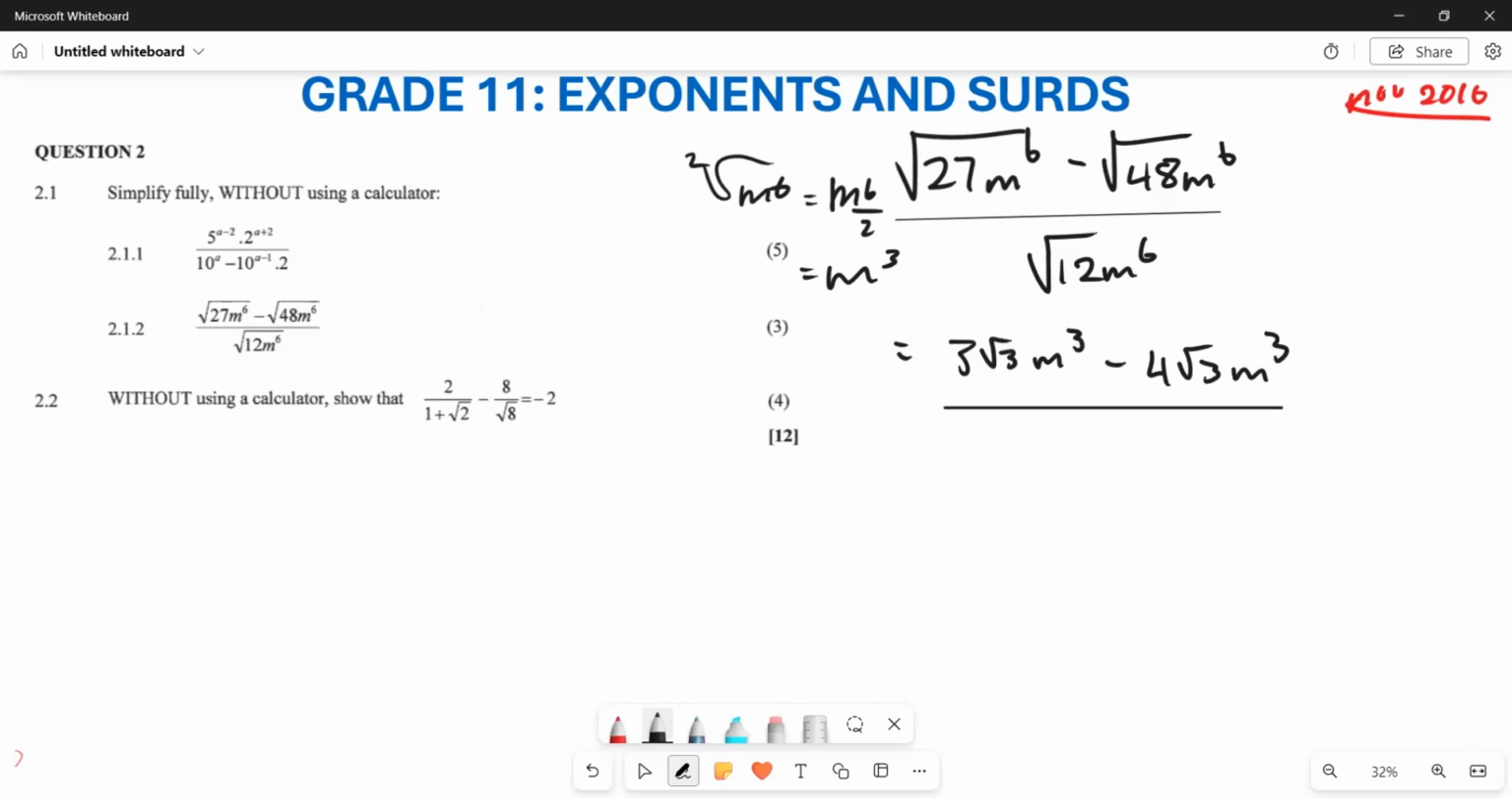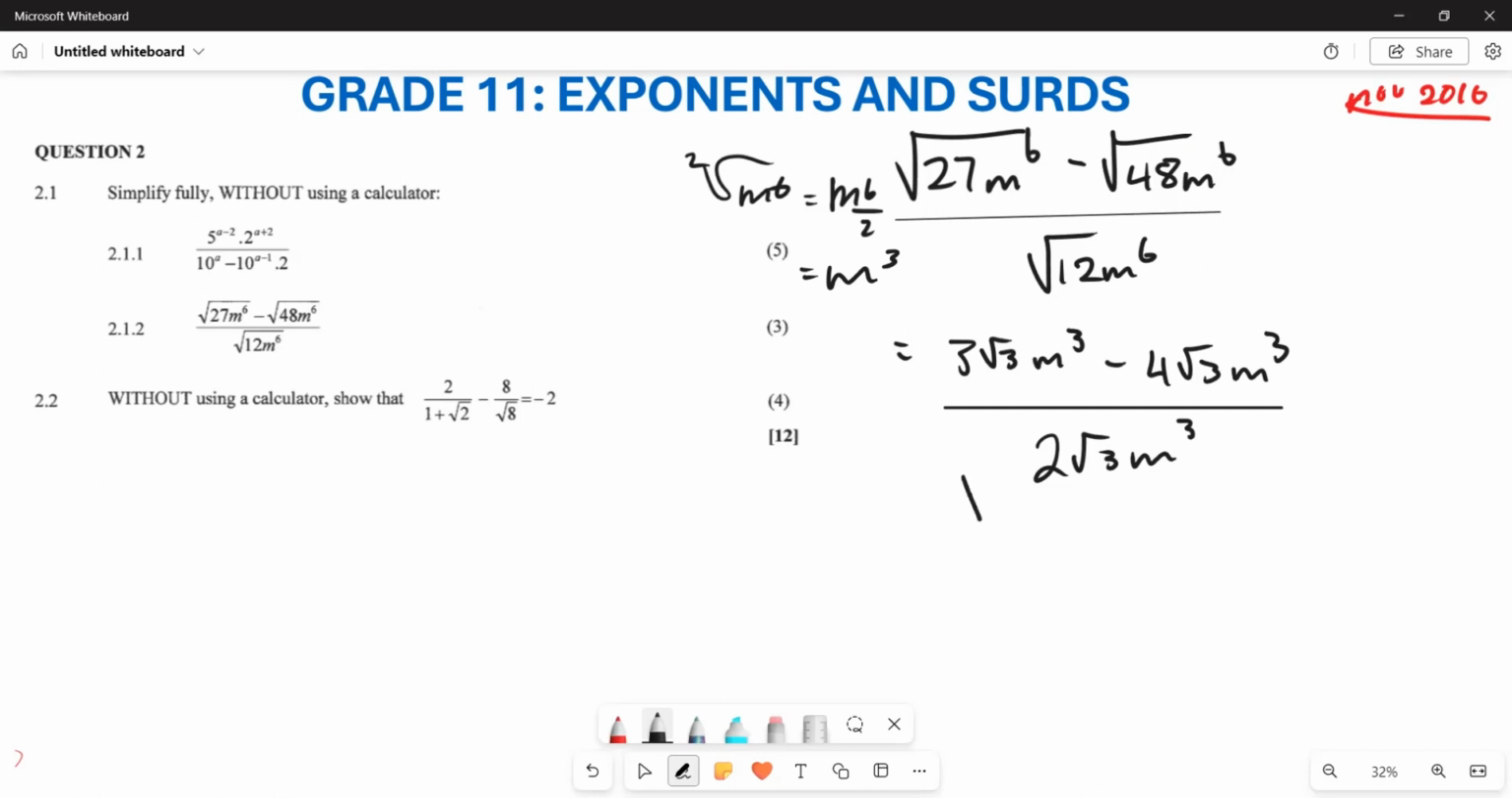Now, if you look at your 12, what is going to be your 12? Your 12 is going to be 2 root 3 again m to the power of 3. Now, what else are you going to get? I want us to take out the common factor here. So what is going to be the common factor in this first one? The common factor that you're going to have here, if you look at both of these, you're having root 3m3, right?